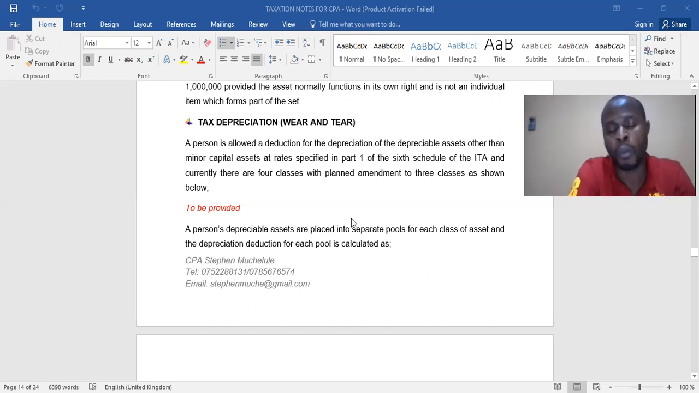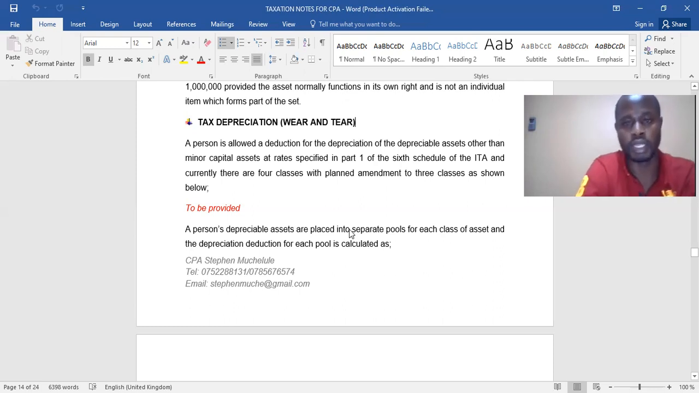Then class 3: buses with a seating capacity of 30 or more passengers, goods vehicles designed to carry or pull loads of 7 tons or more, trucks, trailers and trailer-mounted containers, and plant or machinery used in farming, construction or mining operations. Then class 4: rail cars, locomotives, vessels, barges, tugs and similar water transportation equipment, aircraft, specialized public utility plant, equipment and machinery, furniture, fixtures and equipment, and assets not included in other classes.